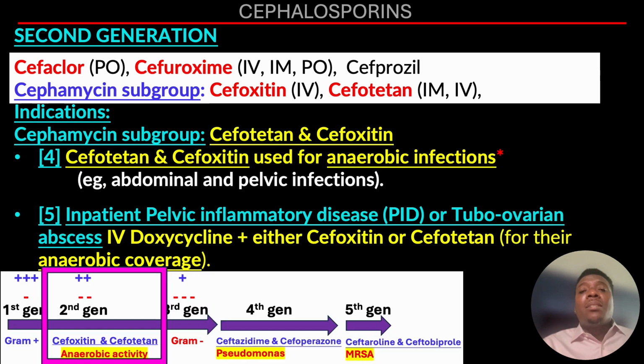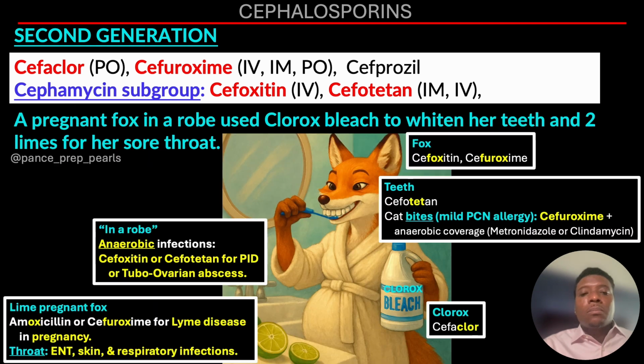Again, that cephamycin subgroup has really great anaerobic coverage, so it is great for any kind of anaerobic infections, specifically abdominal and pelvic infections. A couple of pelvic infections, for example, will be tubo-ovarian abscess and pelvic inflammatory disease treated as an inpatient. We will give them IV doxycycline plus either cefoxitin or cefotetan for that anaerobic coverage.